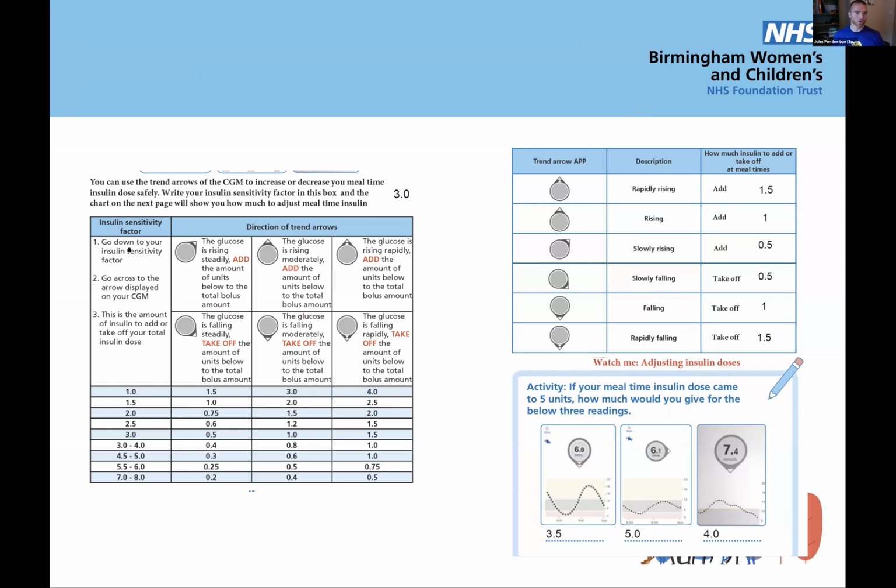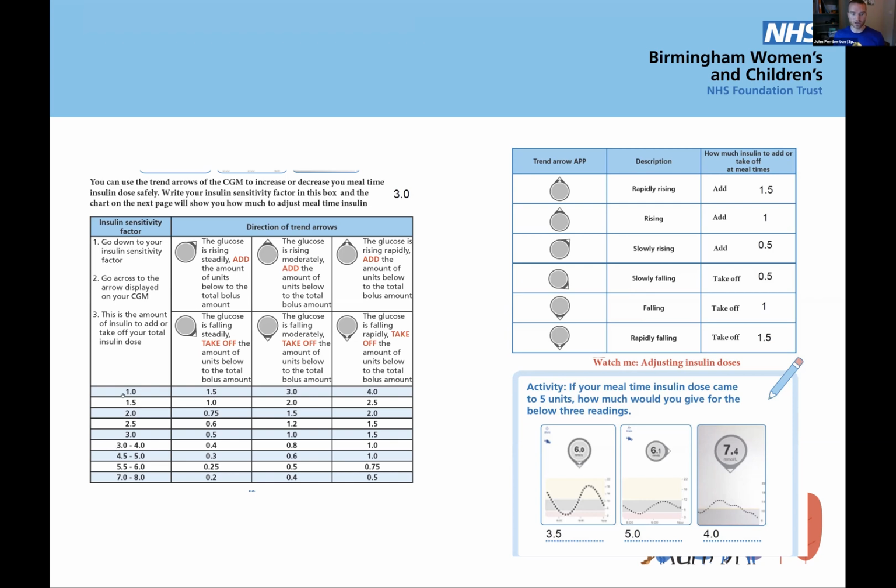So what you would do is go, what's your sensitivity factor? Go down here. 1 drops me by 3. Then at a meal time, if I had an arrow trending slightly up or slightly down, I would either add on or take off half a unit. If it was a straight arrow up or down, I would add on or take off 1 unit. If it was a double arrow, I would add on or take off 1.5 units. That's because you know where the glucose level is going. You know you should need a little bit more or a little bit less insulin at the mealtime.